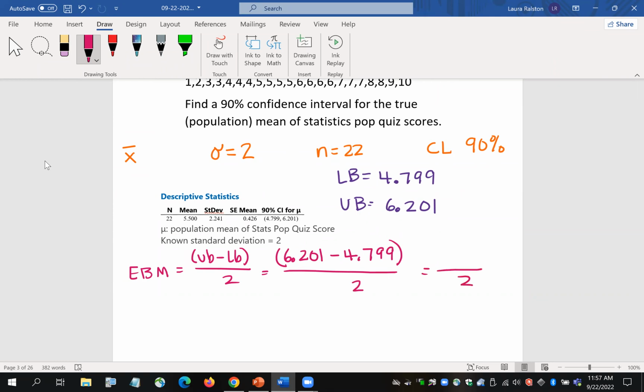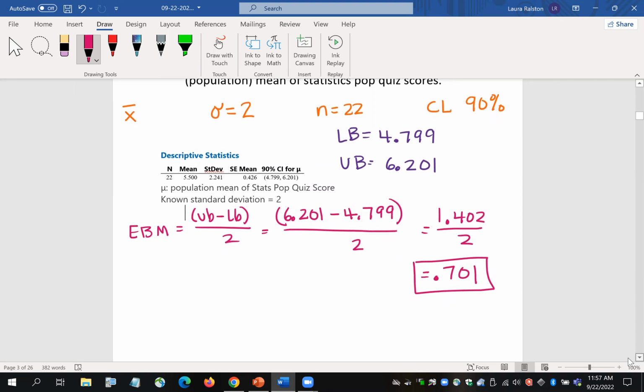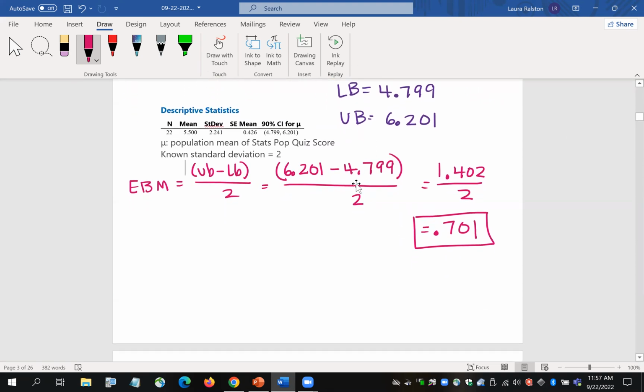So getting my calculator, 6.201 minus 4.799 is 1.402, divided by 2 is 0.701. So my margin of error, or error bound for the mean, is 0.701. So we could be off by that much. Then we write our conclusion.